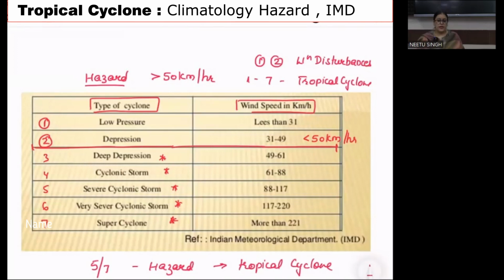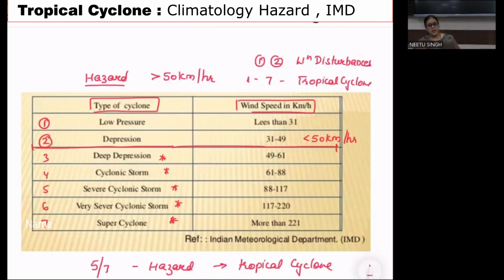Less than 50 kilometers per hour is cyclone but not hazard. Western disturbances belong here. More than 50 kilometers per hour: more than 50, less than 90, less than 120 kilometers. ऐसे करके आप categories बना सकते हो. और अगर आप नाम को याद रखोगे तो बड़े आराम से समझ में आता है. Low pressure, depression. Depression becomes deep depression. Deep depression becomes cyclonic, severe, very severe, super cyclones.